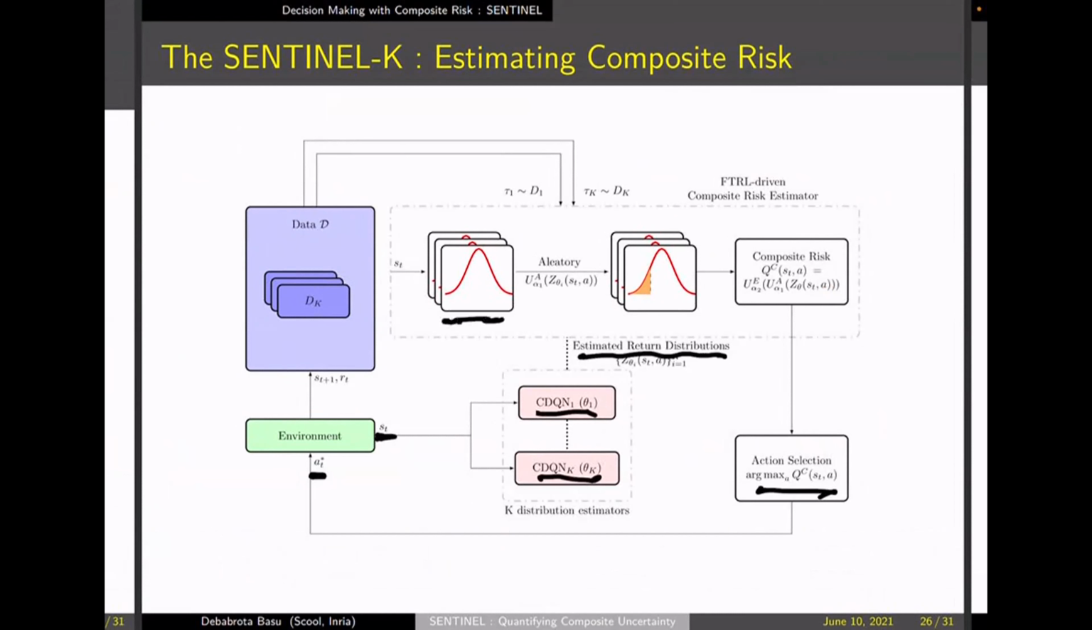And then using that, it calculates K values of aleatory uncertainty, and then uses these K values of aleatory uncertainty to compute the composite risk, and sends this composite risk to the corresponding action selection. And then it carries on. To do this, we obviously needed some amount of data to make the initial construction of this return distribution.